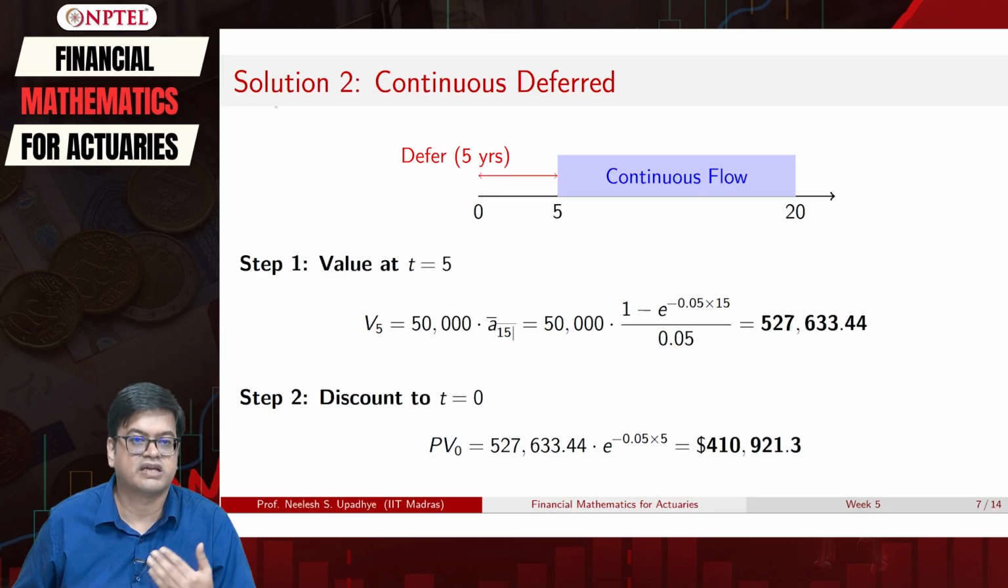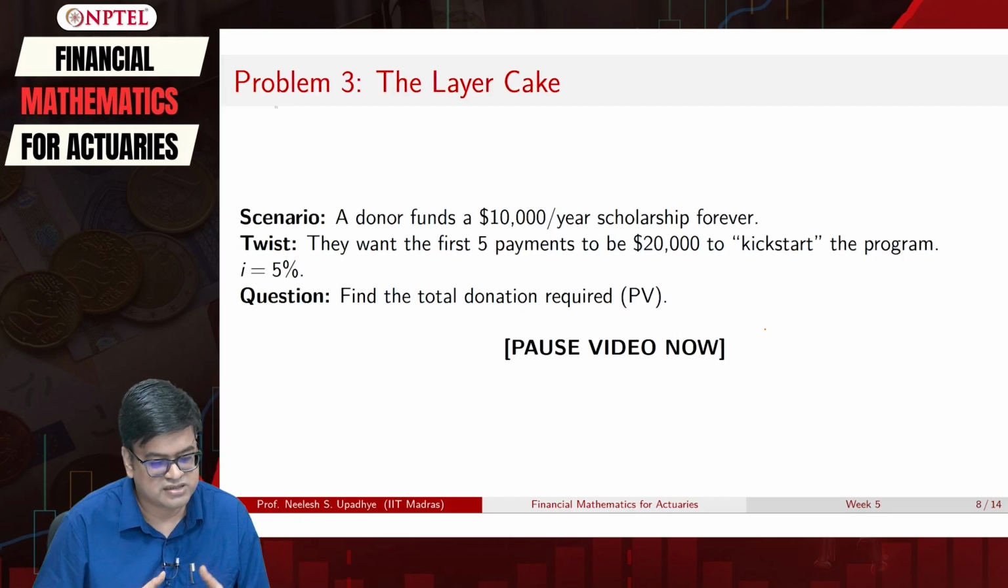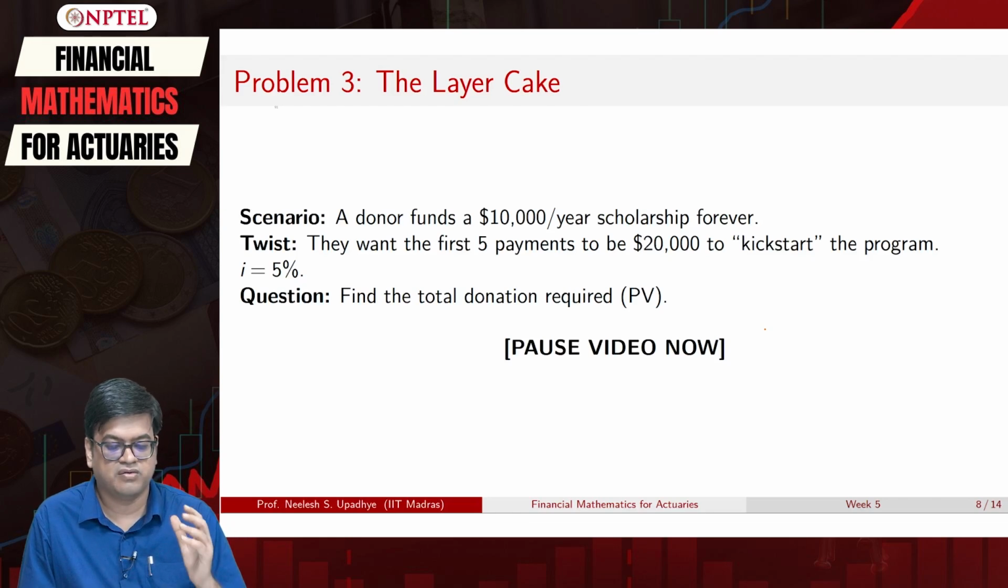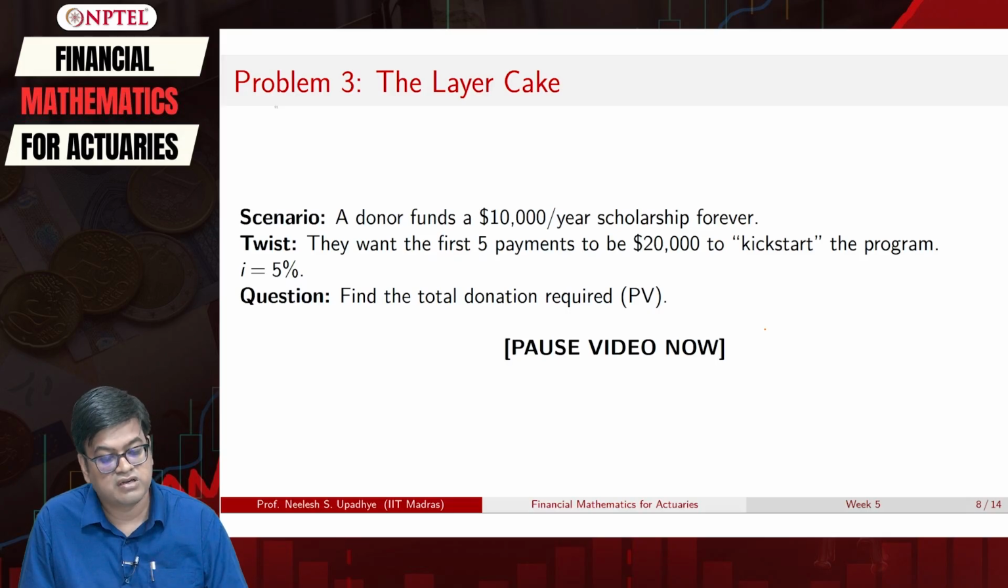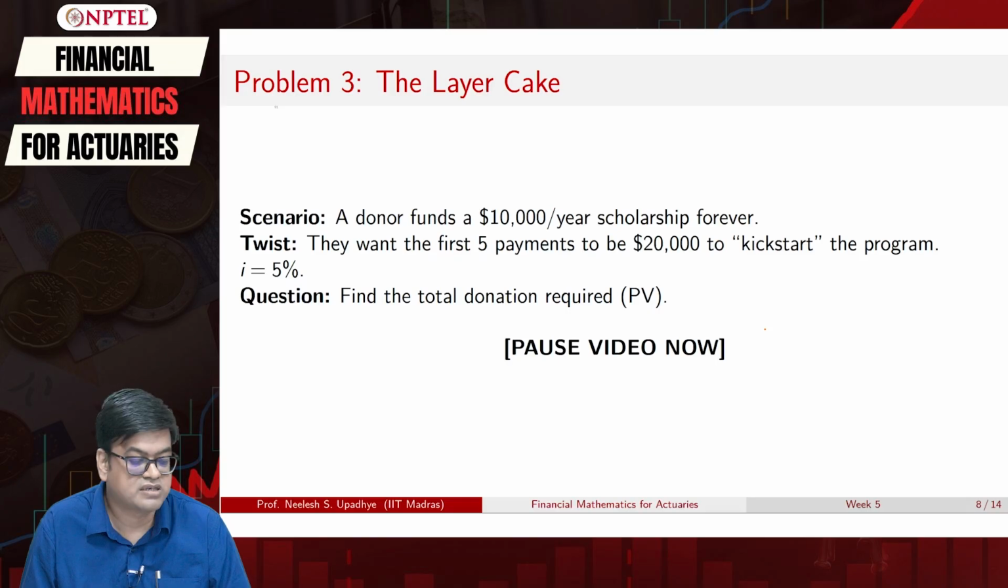Let us move on to the next problem, which is slightly tricky. It's called layer cake, but let us see why it is called layer cake. A donor funds a $10,000 per year scholarship forever. Okay. However, for the first 5 years or the first 5 payments, they want it to be $20,000 to attract many people, to kickstart the program, right? The interest rate is 5% and you have to find the total donation required right now.